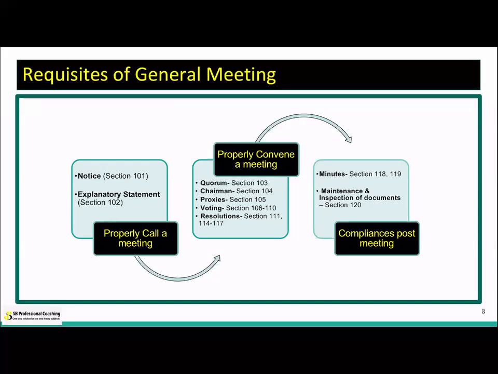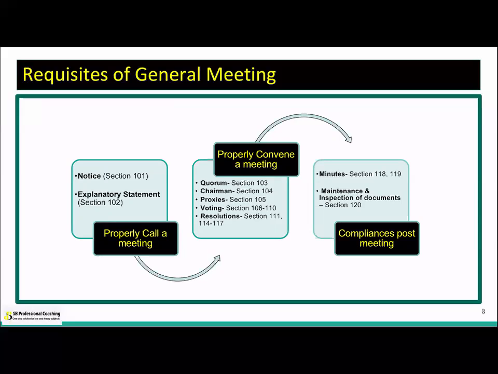Every meeting has to be chaired by a chairman. That is covered under section 104. A particular member can himself attend the meeting in person, or appoint a proxy or any other person to attend the meeting on his behalf. That is covered under section 105.